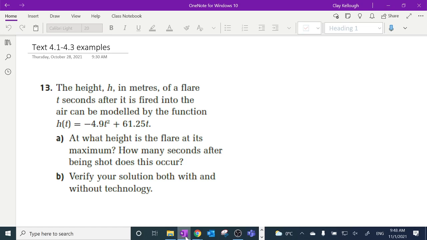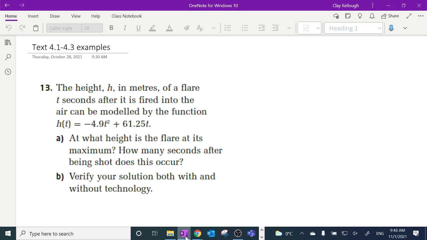All right, so let's look at number 13. The height h in meters of a flare, t seconds after it's fired into the air, can be modeled by this equation. At what height is the flare at its maximum? So basically what we want to do with this equation is find its vertex.